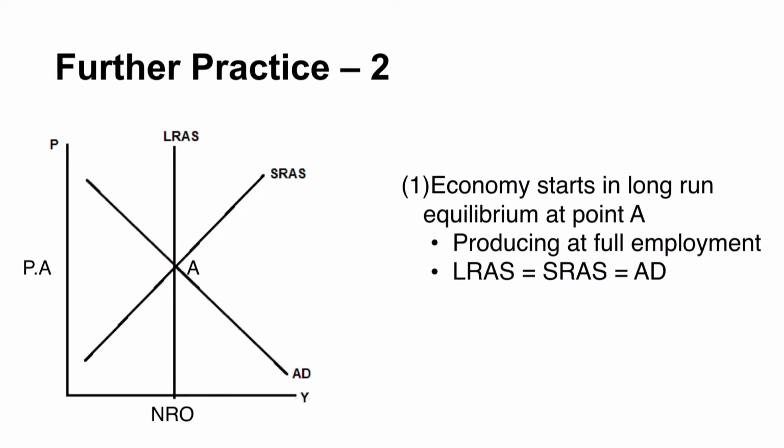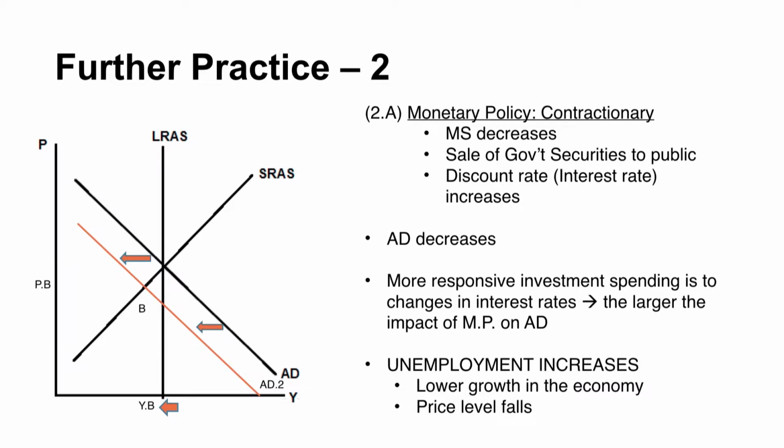Let's take a look. As we just noted, we start off in the long-run equilibrium at point A, with PA being our equilibrium price level, and we're producing at the natural rate of output, so we're at full employment. The economy starts off in the long-run equilibrium, and we have two effects, right? We know that we have contractionary monetary policy, and we have expansionary fiscal policy. So what happens? Let's start off first with contractionary monetary policy.